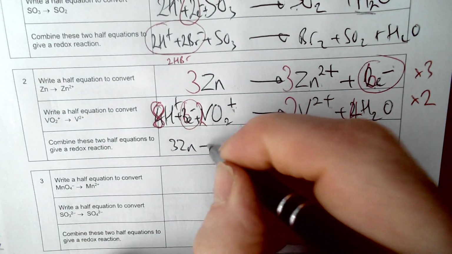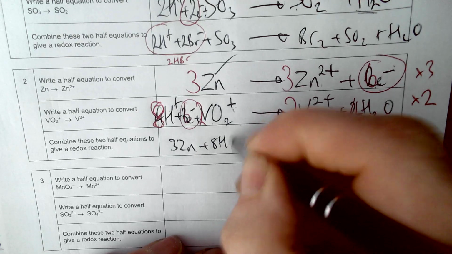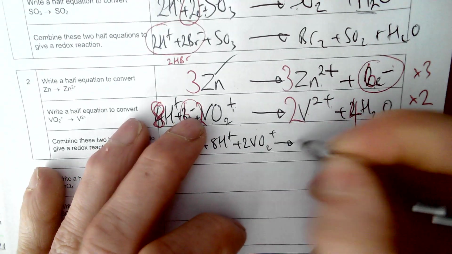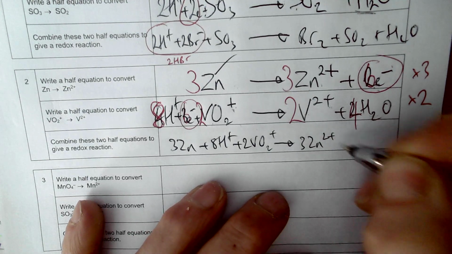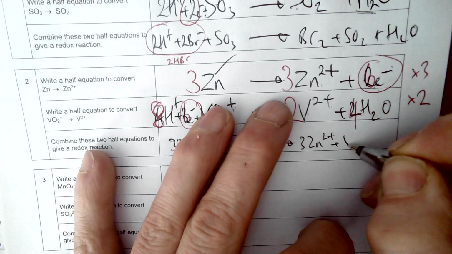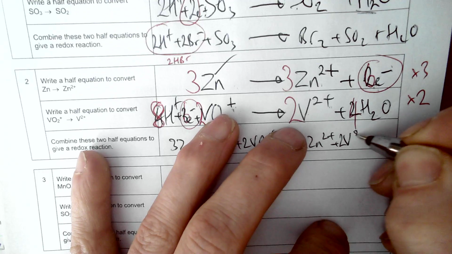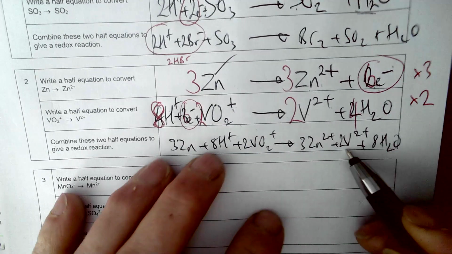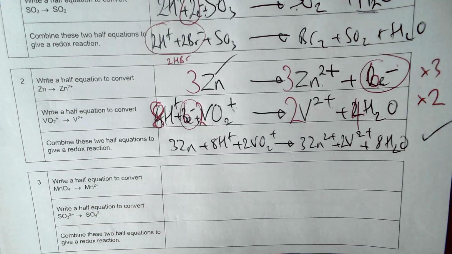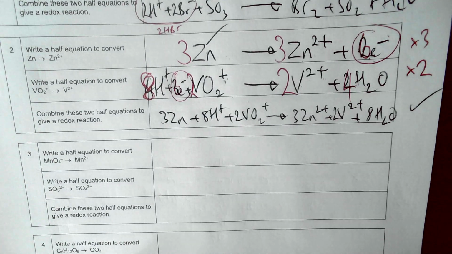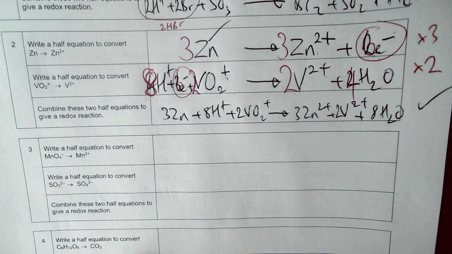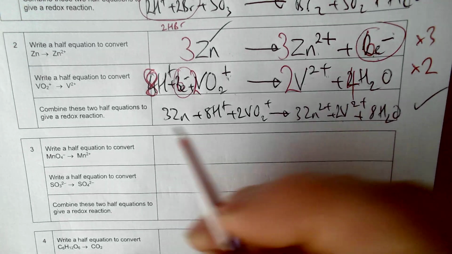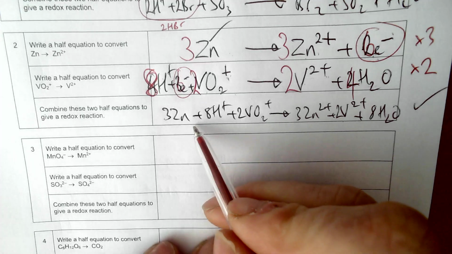3 Zn, 8 H+ from acid, 2 VO2+, makes 3 Zn2+, 2 V2+, 8 H2O. Any checks or any cancelling? No, that's good. Getting the idea? I hope so. While I'm here, I'm just going to do this. So pause, just think for a sec. I could just do a little bit of oxidation state practice here.